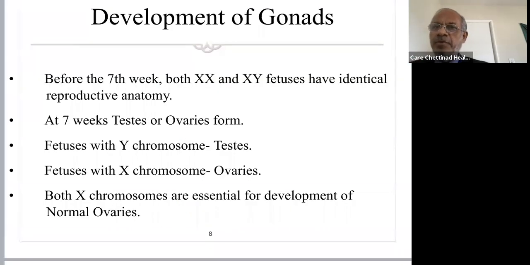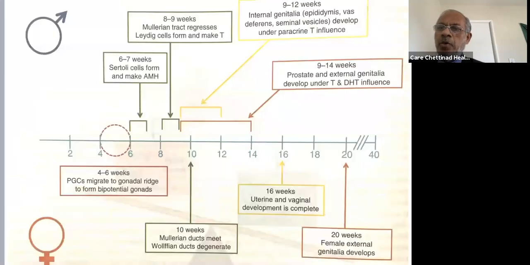Development of gonads: before 7th week, both XX and XY fetuses have identical reproductive anatomy. At 7 weeks, by the direction of the chromosomes, either the testis or ovaries form. Fetuses with Y chromosome form the testis. Fetuses with both X chromosomes form normal ovaries. Both X chromosomes are essential for development of normal ovaries. This gives you an outline about what really happens.